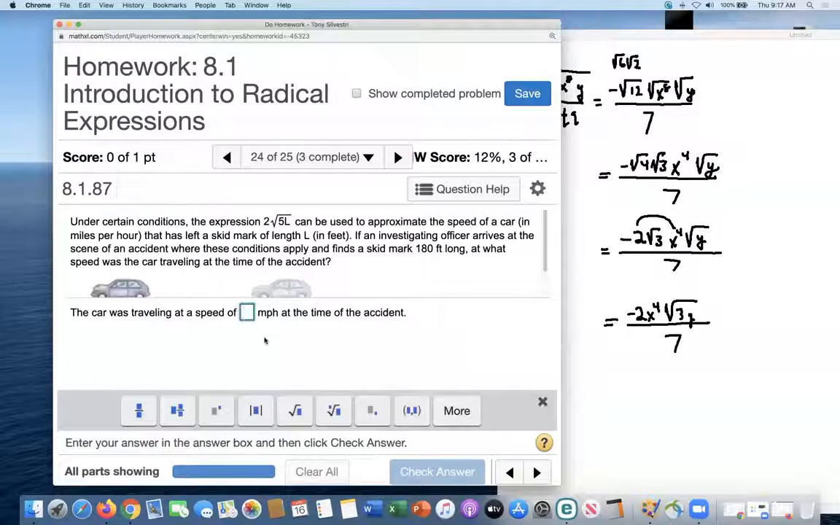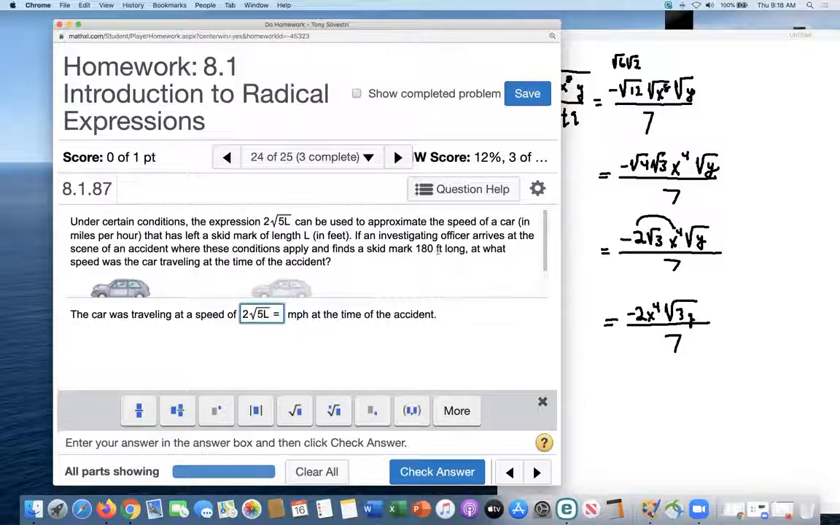Okay, so I'm just going to copy this. So if you have this guy here, under certain conditions, this expression can be used to approximate the speed of the car in miles per hour, if you measure a skid mark that's L feet. Now, what you're going to do to find the speed is copy this equation. 5L, okay, that's the equation.